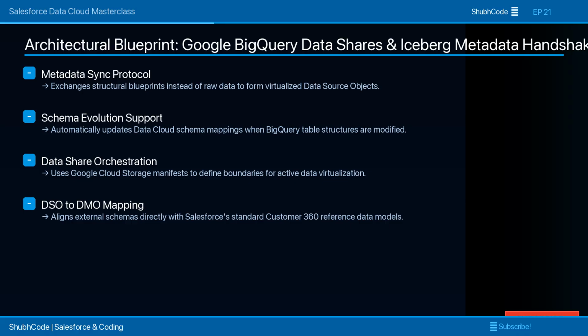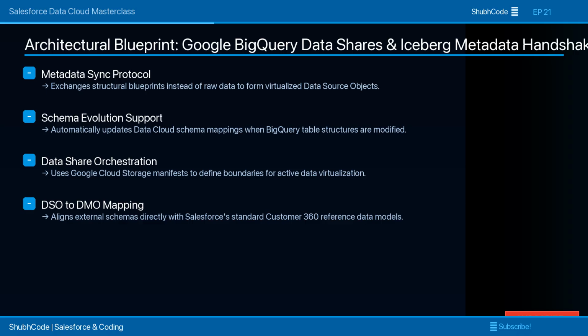Let's map out the precise blueprint of how Google BigQuery and Salesforce Data Cloud establish this virtual relationship. The magic lies in the metadata exchange. Salesforce Data Cloud relies on Apache Iceberg metadata tables which are exposed via secure object storage. When you register a BigQuery dataset as a data share, Google BigQuery constructs a manifest of the underlying Parquet files, partition structures, and schema definitions. Data Cloud imports this schema map, transforming it into a data source object, which is then mapped to a data model object. Now, what happens when a schema change occurs in BigQuery?